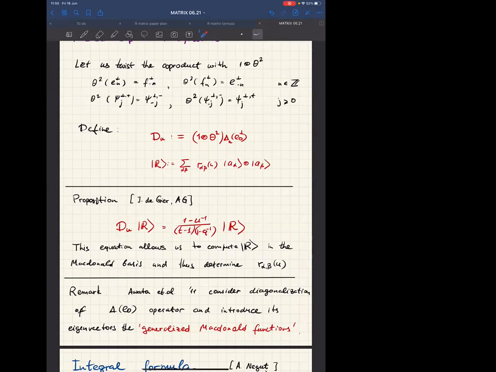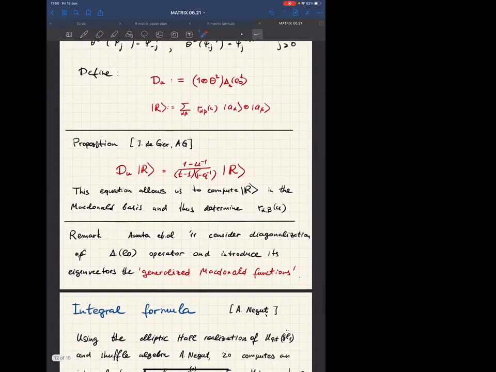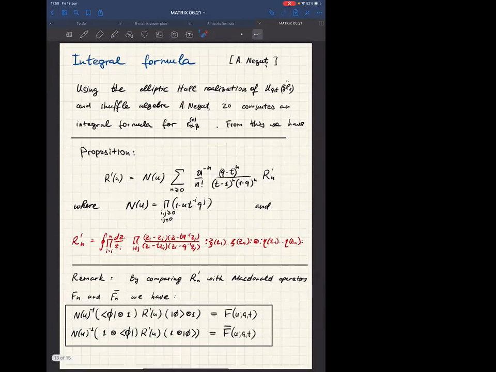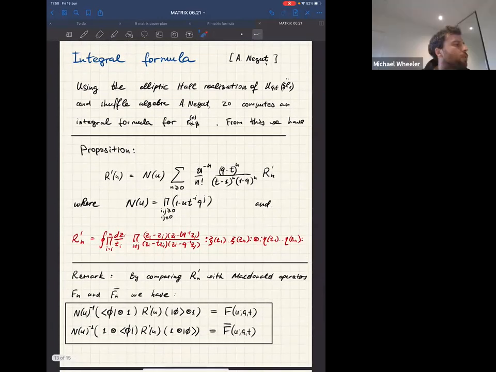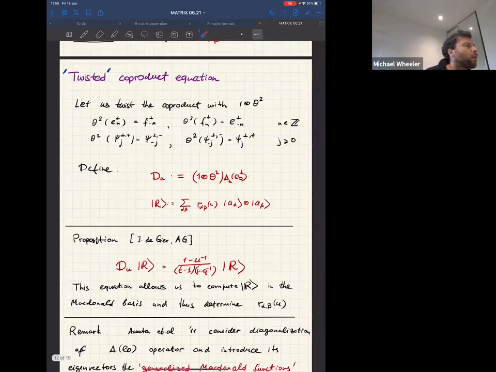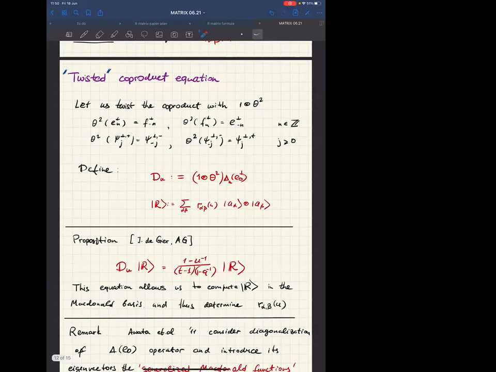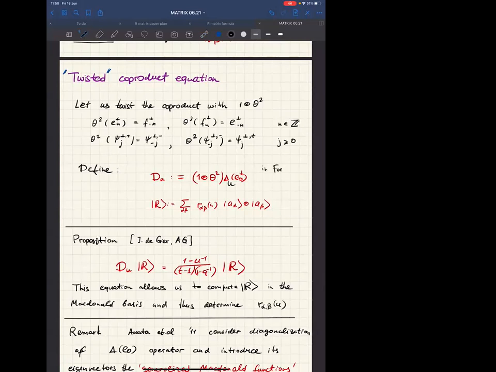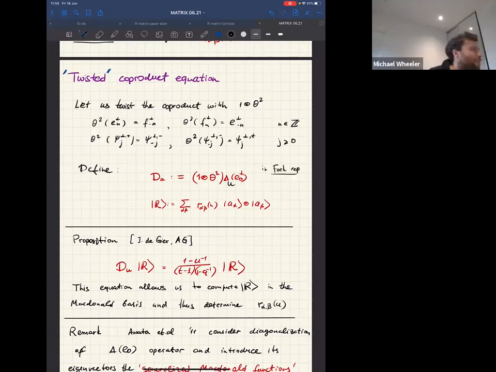So now let me give you another point of view, which is due to Andrei Neguț. Just before you go on, is this delta, delta sub k? This is the spectral parameter U, because we are assuming a Fock representation. Yeah, so this is in the Fock representation.